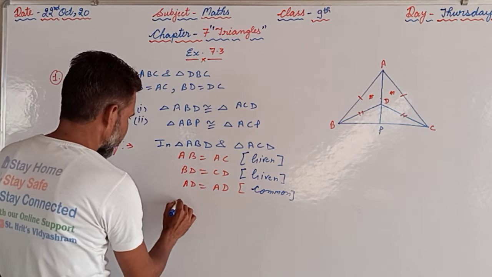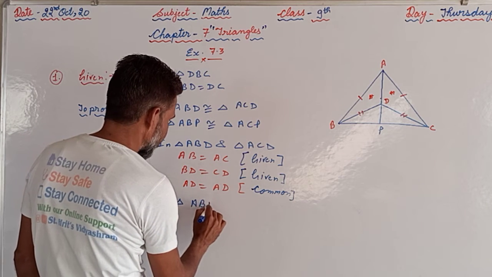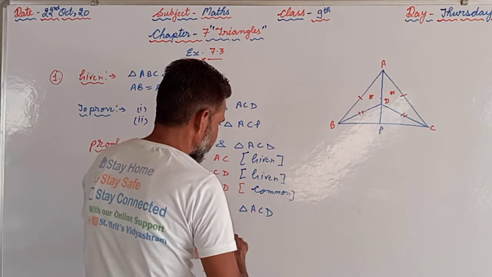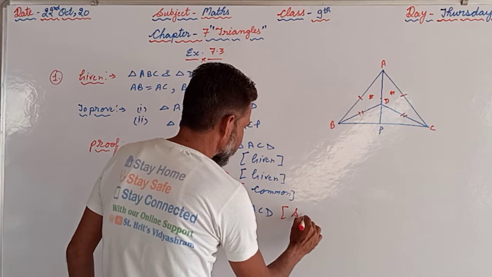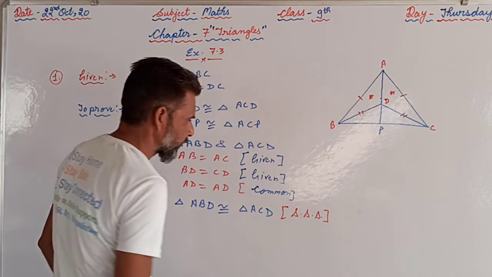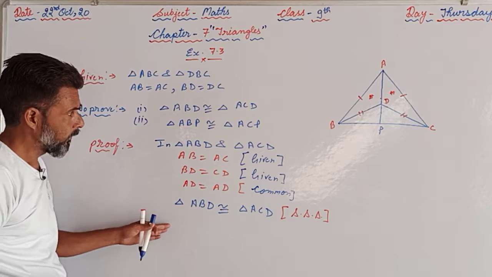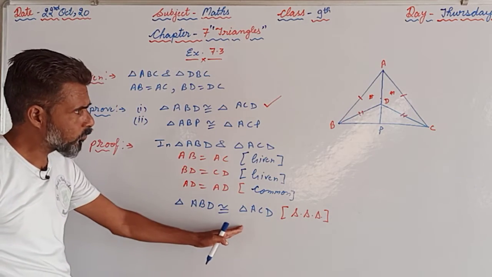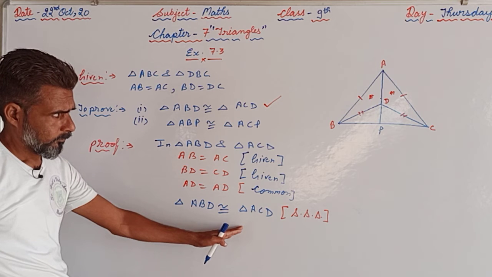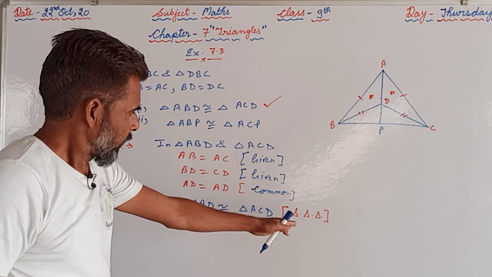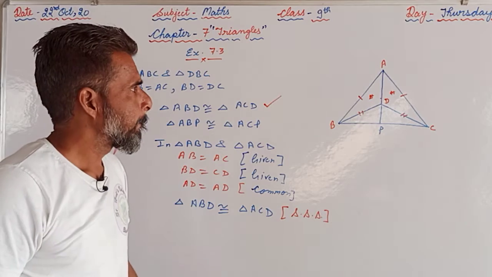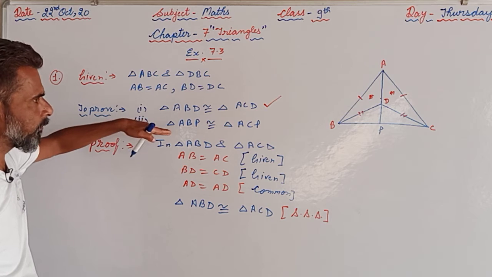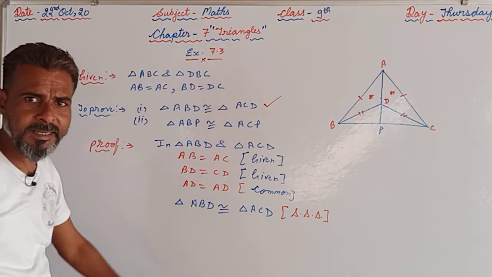So three sides are equal. So we can say triangle ABD is congruent to triangle ACD. What is the criterion we have used here? Side, side, side. Now the first part is done. If those two triangles are congruent, then what is the meaning of that? How can we use that to prove the second pair of triangles?